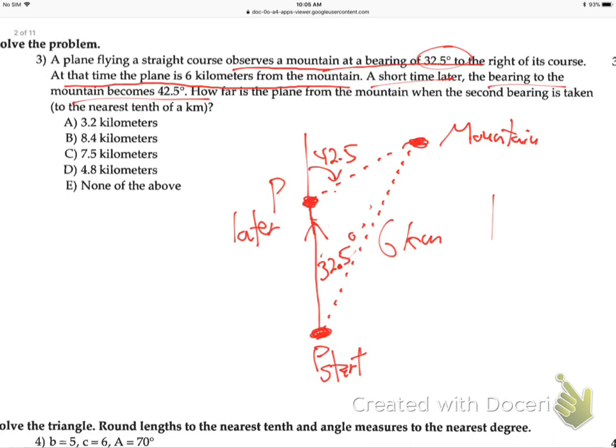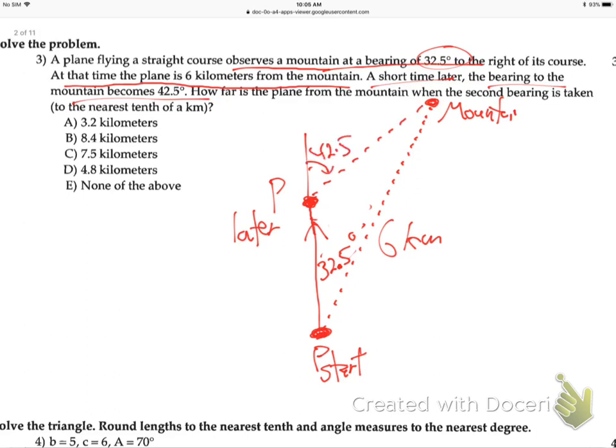How are we doing? Is that making sense? In fact, it doesn't look quite right. Let me put that mountain even a little further away. That'll work. Put that mountain right about here. And then this one looks a little more like 40. 42.5. So there's the way the plane's flying.